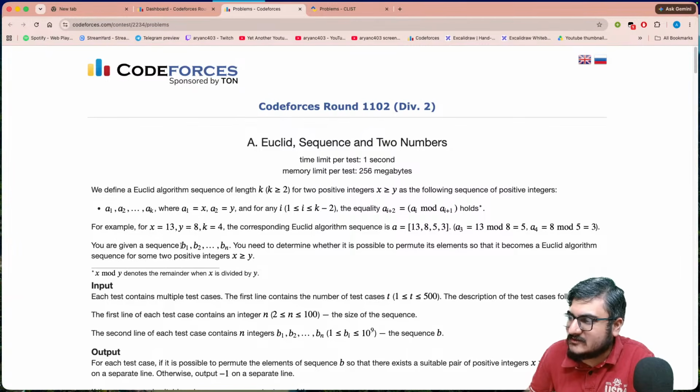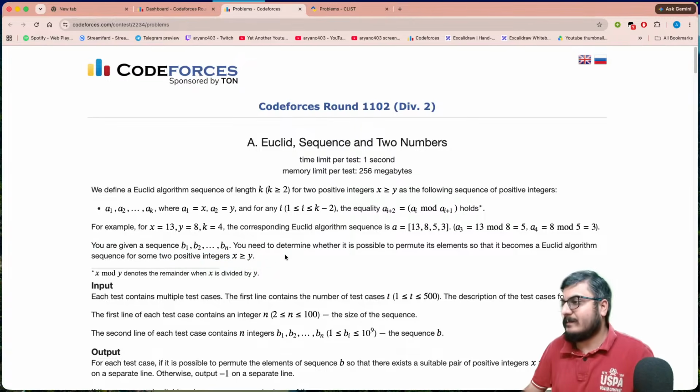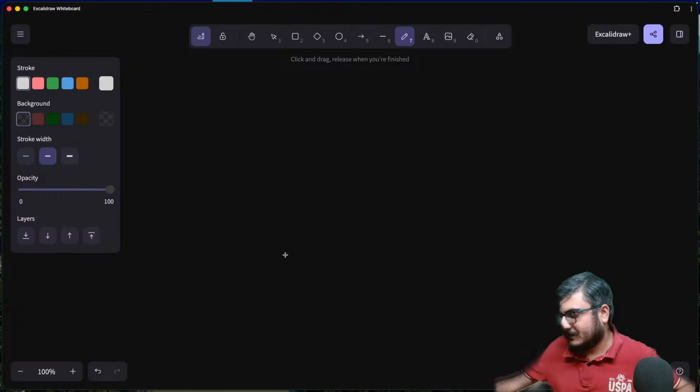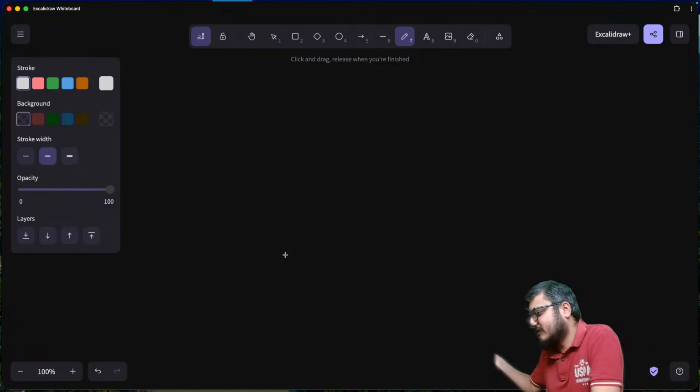You are given a sequence B1 up to Bn. You need to determine whether it is possible to permute its elements so that it becomes a Euclid algorithm sequence for some positive integers x greater than or equal to y. Overall, the problem statement is like this.